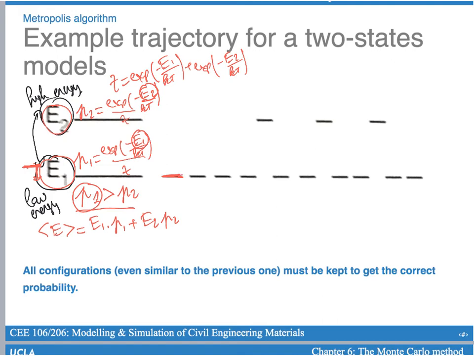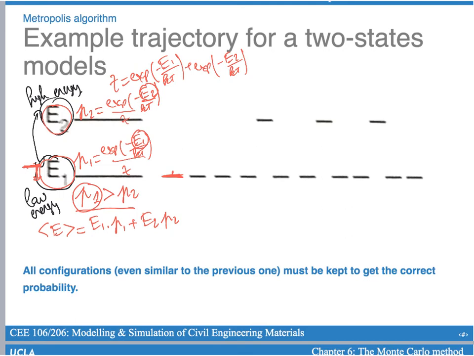You will start in state number 1. And then after that, you will try to move. In this case, it's a two-state model, so there is only one type of move that you can do. If you are in state 1, you can move to state 2, and if you are in state 2, you can move to state 1.